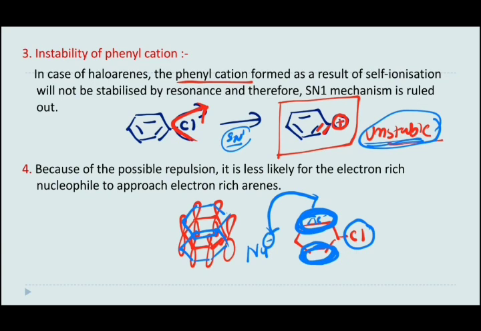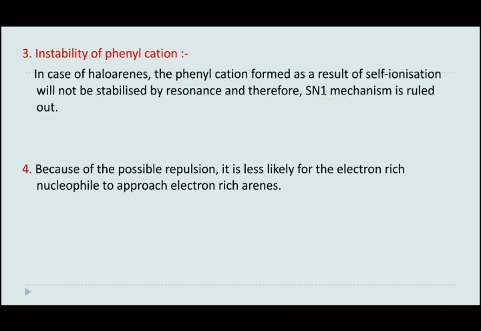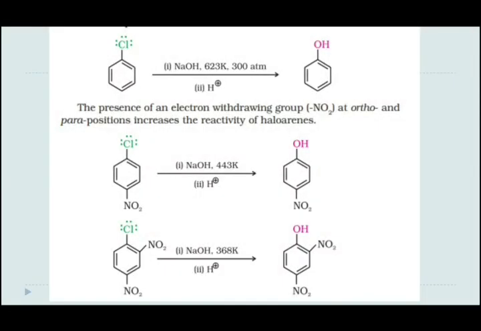So there are a total of 4 factors which we discussed. The first one is resonance. Due to resonance there is partial double bond character, that's why it is a stronger bond. Then the second one was the sp2 hybridization of the carbon atom. Due to the presence of sp2 hybridization, the carbon halogen bond is stronger. The third one is the instability of phenylcation, and the fourth one is the repulsion between the nucleophile and pi electron density.